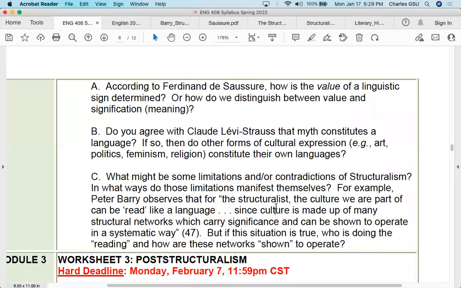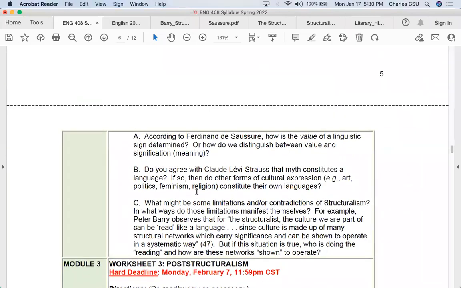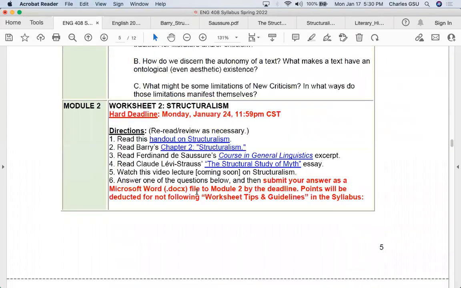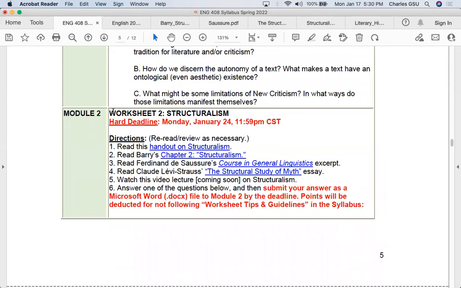Yes, structures are great, they help us understand and order the world, but can we be locked into them, and then therefore are they limiting for us? So choose one of those, and please provide your response in Word format by Monday, January 24th, a week from today, inside of Module 2.